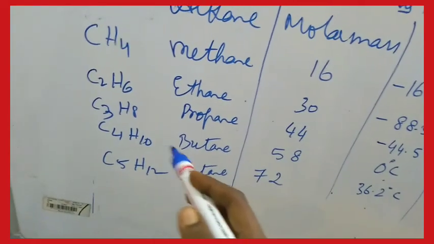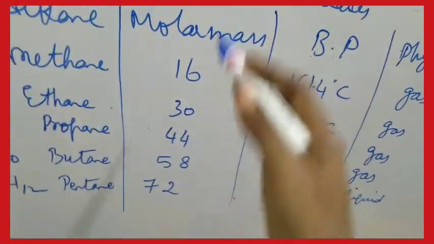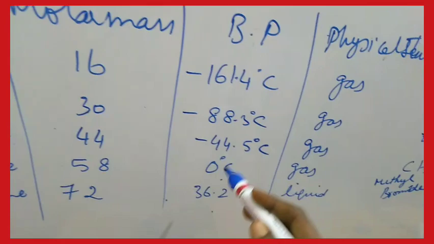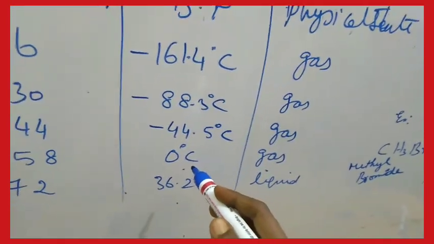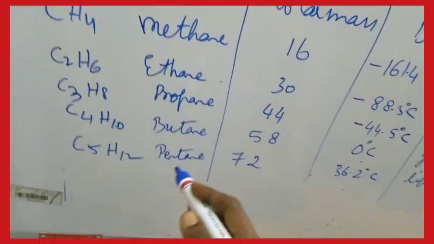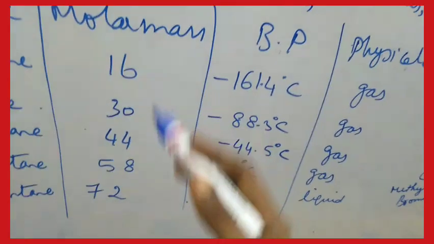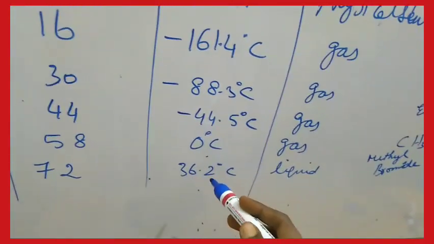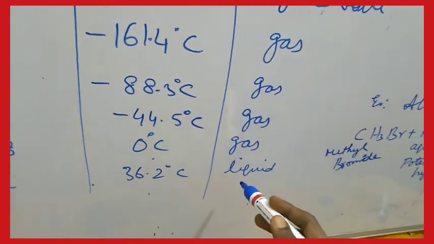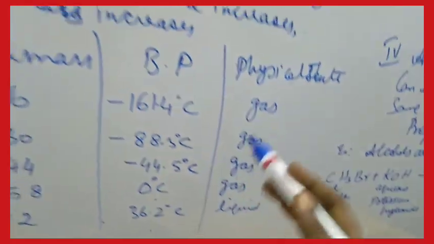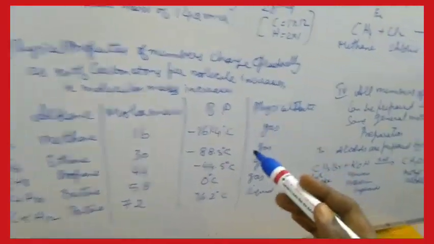Coming to butane, C4H10, the molar mass is 58. See, the molar mass is increasing and see how the temperature is becoming. It became 0 degrees Celsius. It is still gas. Coming to the next one, pentane, C5H12, molar mass is 72, molar mass is increasing. See the boiling point, 36.2 degrees. Now the gas has converted into liquid. Physical state is gradually changing.